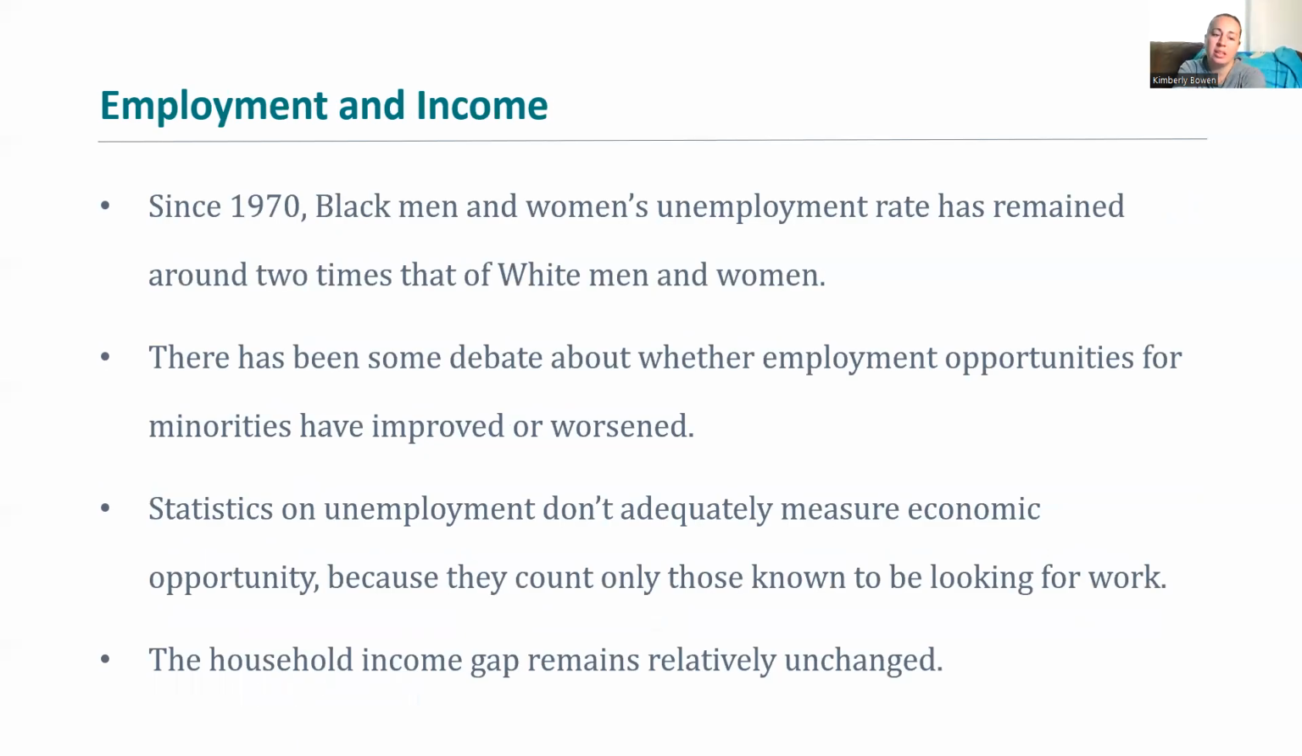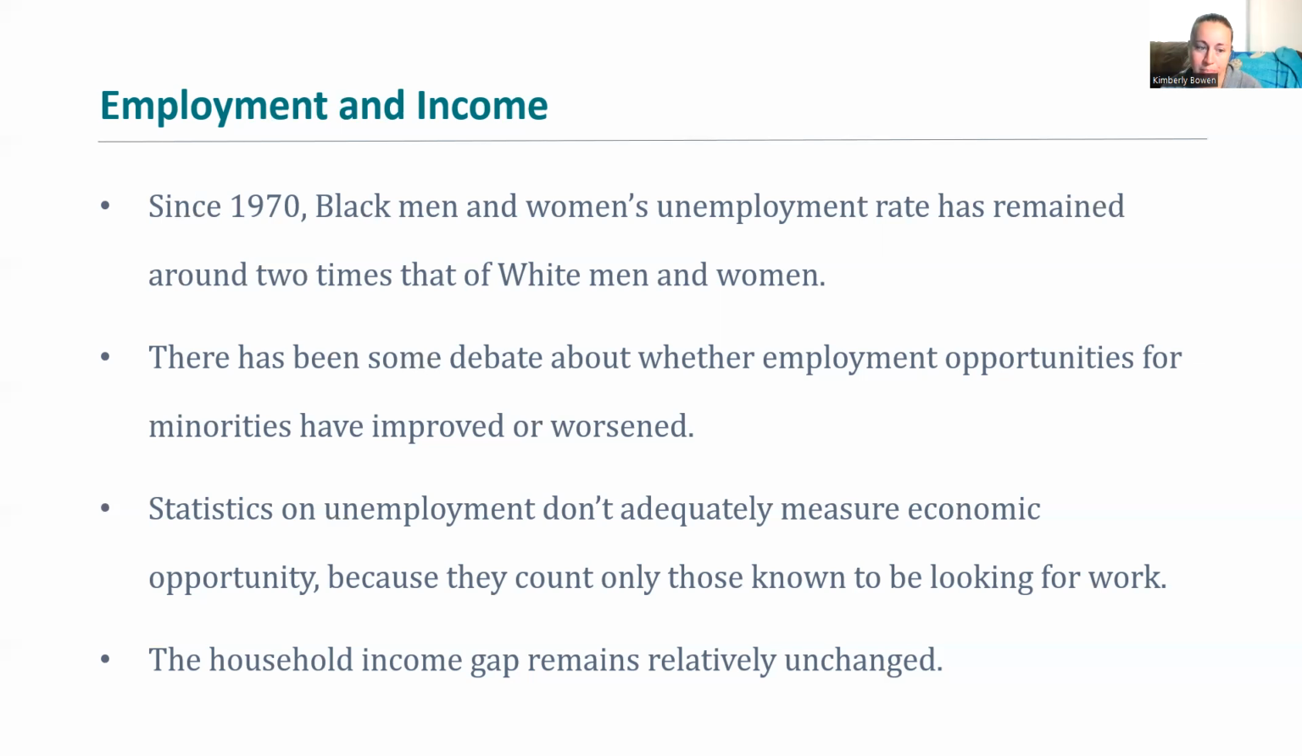Employment and income: since 1970, Black men and women's unemployment rates have remained around 2 times that of white men and women, and that comes down to a lot of features. It comes down to interaction with the justice system. It comes down disproportionately and discriminatorily. We're going to go with that's a word. And it also has to do with who's getting hired, who's getting fired, who's getting promoted, who's getting to be part of networks. It also has to do with, again, that educational attainment that we were just talking about.